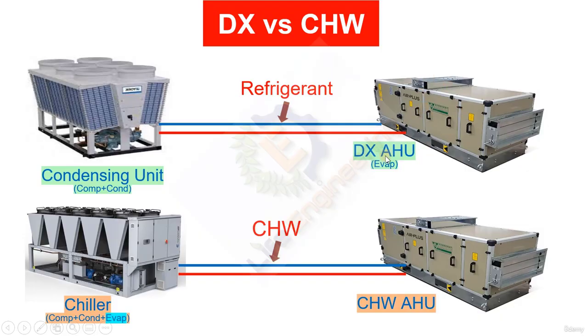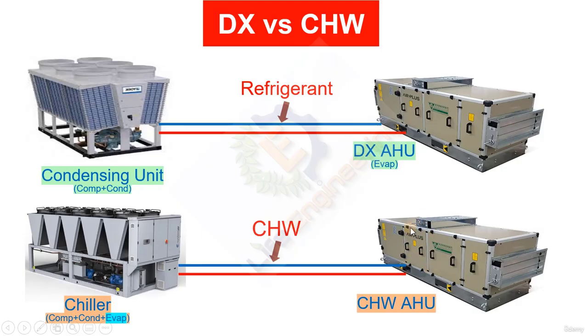But if this evaporator is located inside this outdoor equipment here, it will be a chiller: compressor, condenser, evaporator. The evaporator here will be a shell and tube heat exchanger that exchanges the heat between the refrigerant and the water. Therefore, the chiller produces chilled water. This chilled water goes to the air handling unit and it cools the air via the cooling coil here.